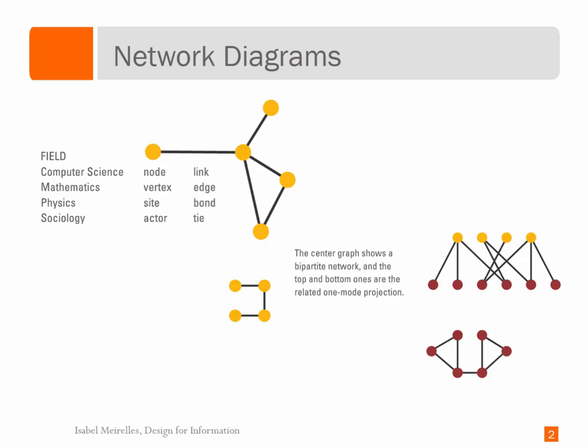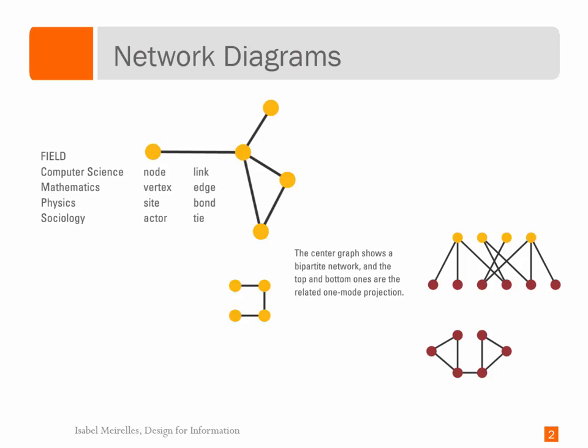And then we also have links. The lines that connect the nodes, the black lines that are connecting the yellow circles, are known as links. Link is the proper term in computer science. In mathematics, we can also call those edges. In physics, bonds. And in sociology, tie or ties.